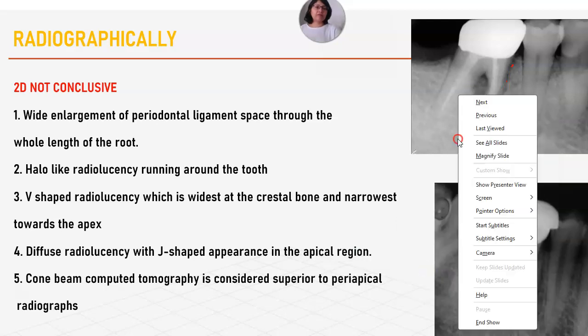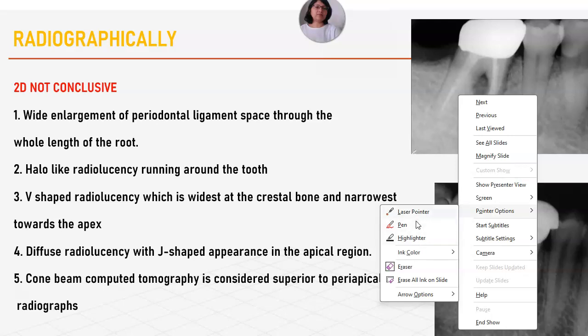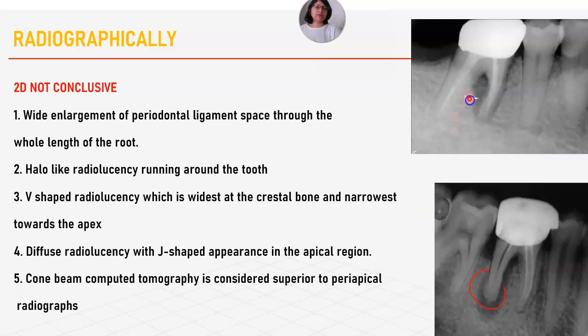Yeah, this one. Like you see this, this is the V-shaped, which is very wide at the crest and then narrow at the apex, or a Y-shaped radiolucency, or a diffuse radiolucency, which is J-shaped. So this is kind of a J-shaped radiolucency you see in the apical region.